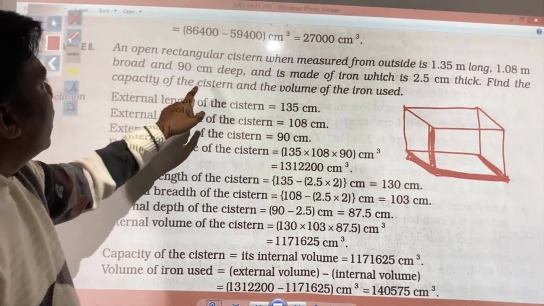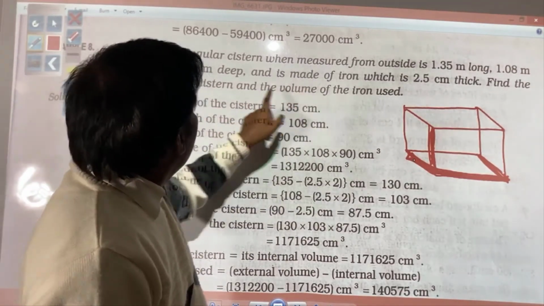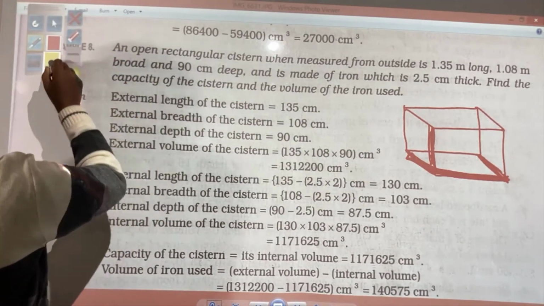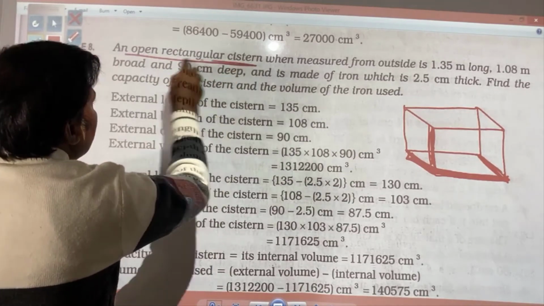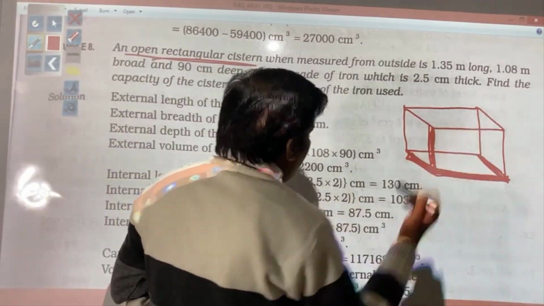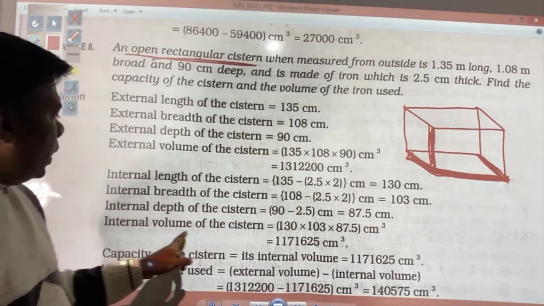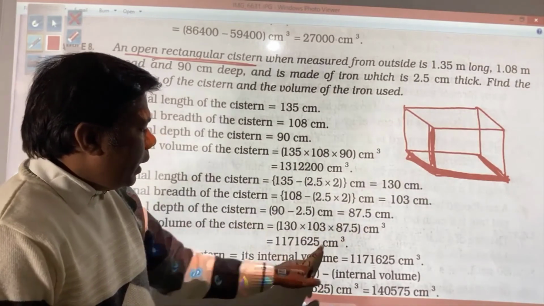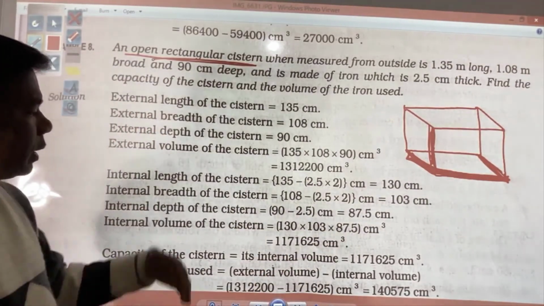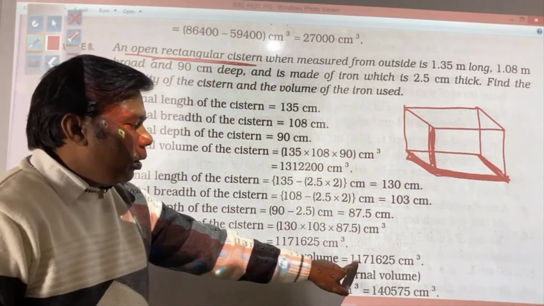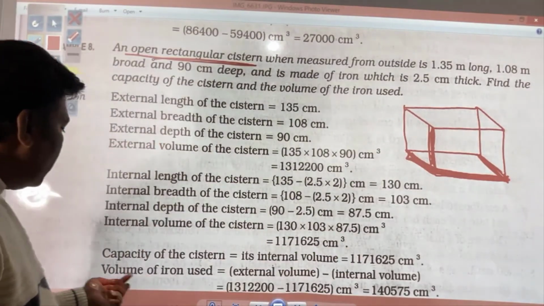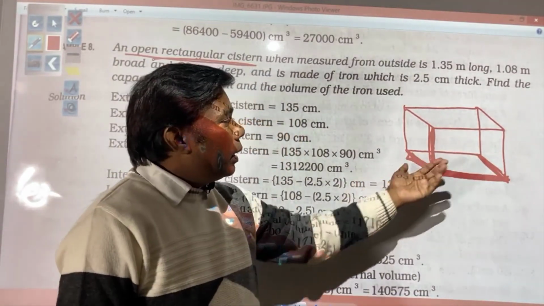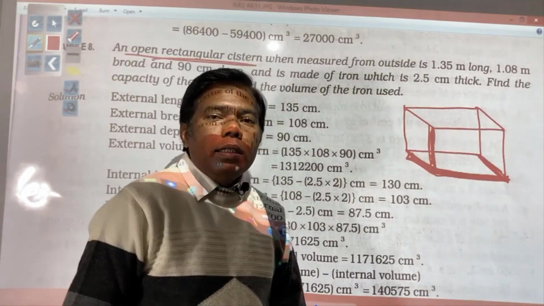Just you see here it has been written, an open rectangular cistern. This one is open, and that's why 2 times has not been subtracted. So the internal volume of the cistern will be length, breadth and height multiplied. The capacity of the cistern, its internal volume, whatever you have got, will be your answer. And for the volume of iron used, that will be the difference of the external and internal volume. That will be your answer.